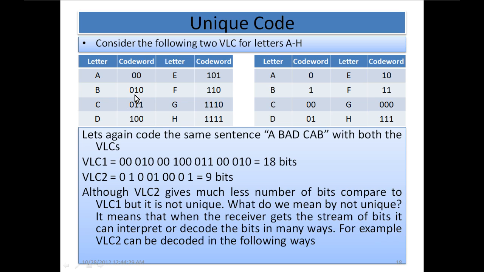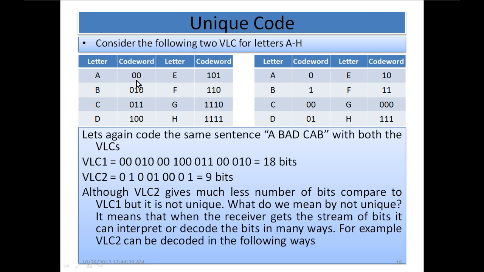For this 0 1 0, this is again a unique one. There is no other combination possible for this 0 1 0, and this 0 1 0 is not in the beginning of any other code word as well. But look over here for this 0 1. This 0 1 can be interpreted as separately 0 and 1, or this 0 and 1 can be combined to be interpreted as 0 1. The same thing is not possible in this VLC code.